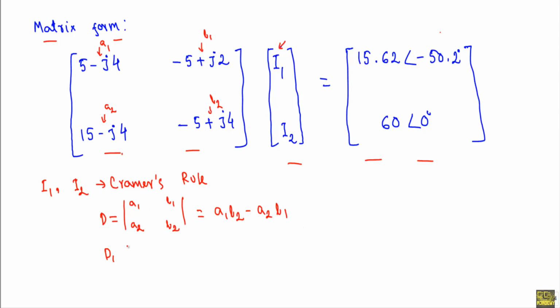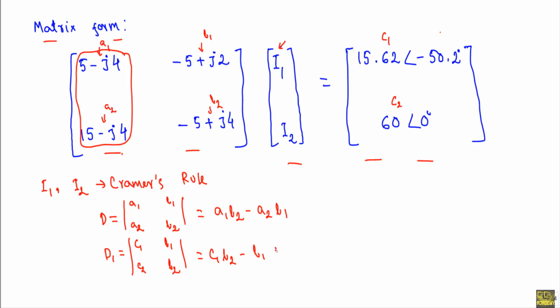And how do we form the determinant D1? We will replace the column of I1 coefficients with the constants in the right side, C1 and C2. Therefore this will be C1, C2. In this column I will get B1, B2. If I cross multiply this, I will get C1 B2 minus B1 C2.